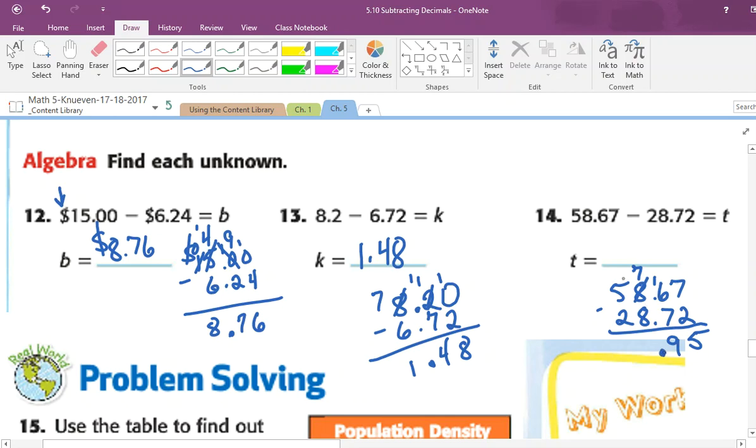8 from 7 I can't do, so I borrow from the 5. That becomes a 4. That 1 that I borrowed from the 5 now goes to the 7, so I have 17. And now I have 8 from 17, I get 9. And 2 from 4 is 2. So T equals 29.95.